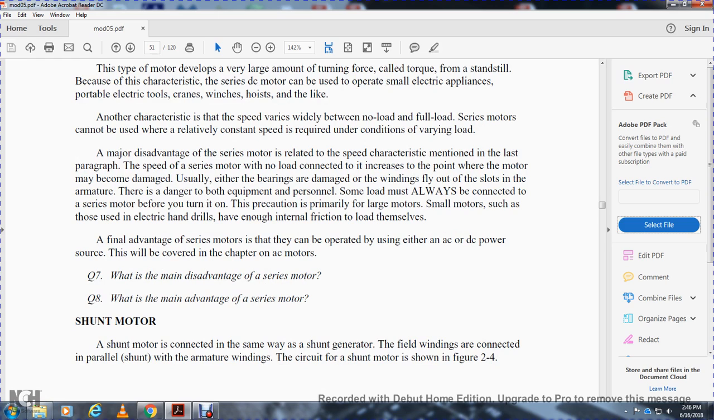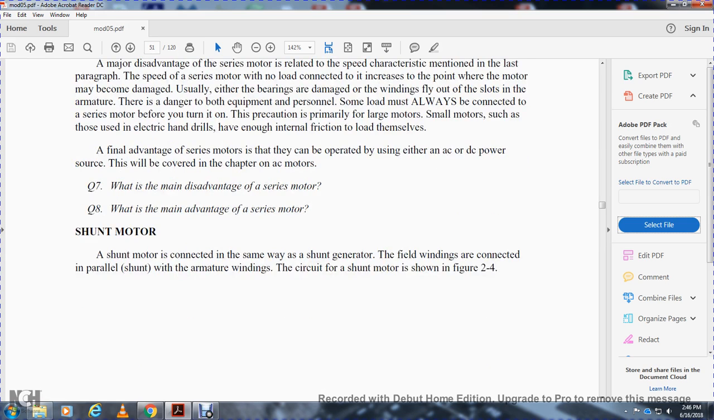A final advantage of the series motor is that it can be operated using either an AC or DC power source. This will be covered in the chapter on AC motors.